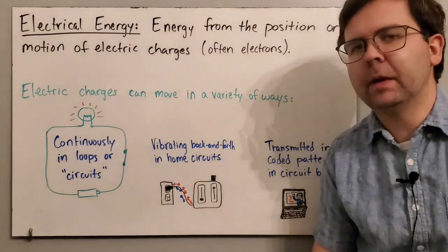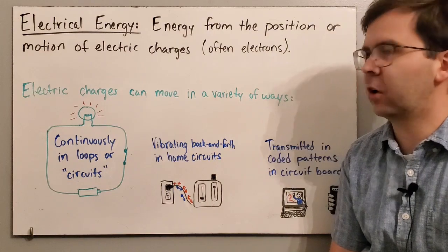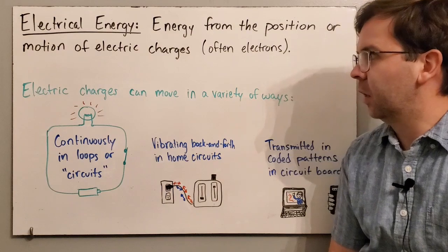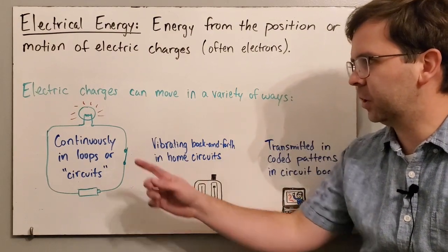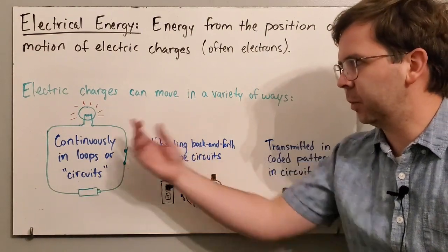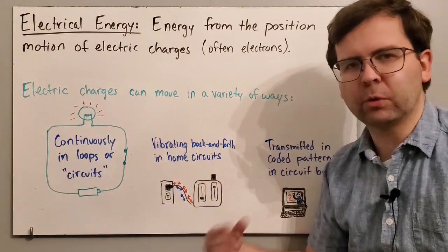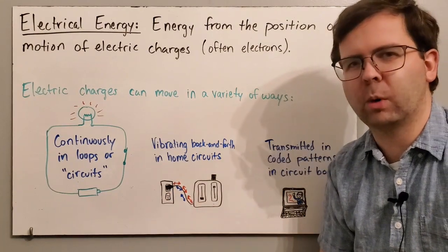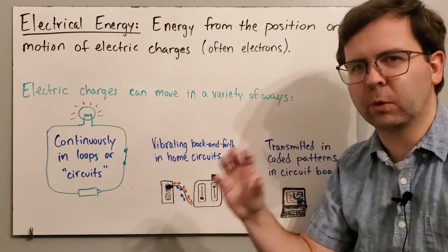Electrical energy is energy from the position or motion of electric charges. Oftentimes this is going to be electrons. Electric charges can move in a variety of ways. They can move continuously through a circuit like this, where a light bulb is being powered by a battery. They could be vibrating back and forth inside of home circuits, like you plug into a wall outlet, you have alternating current. Electrons are being pushed back and forth in this loop.